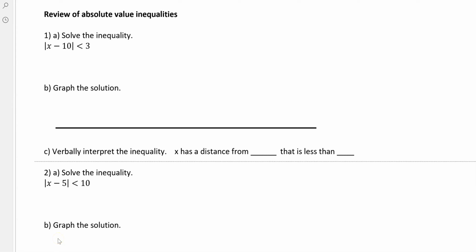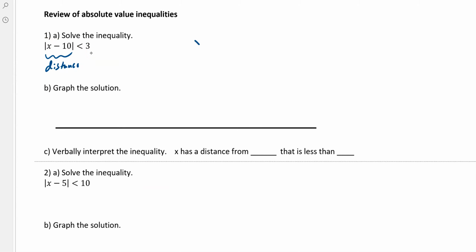This is a review of absolute value inequalities. What we're going to do is do a warm-up now so that we can get ready for epsilon delta proofs. So a little review. To solve an absolute value inequality, this right here means distance. So when you have an absolute value, we're saying our distance has to be less than 3.